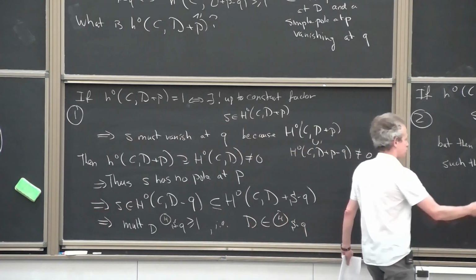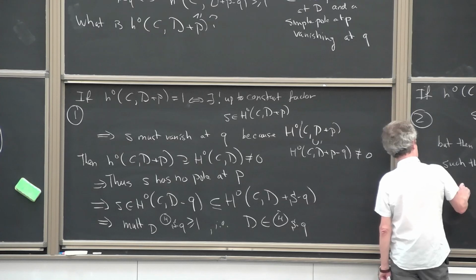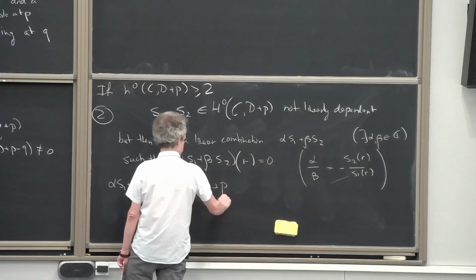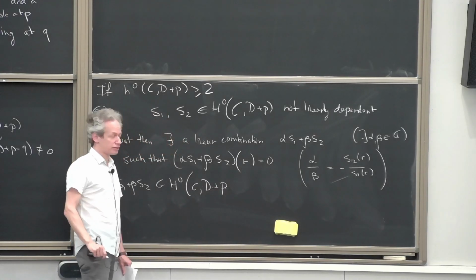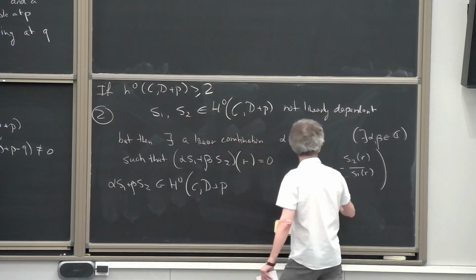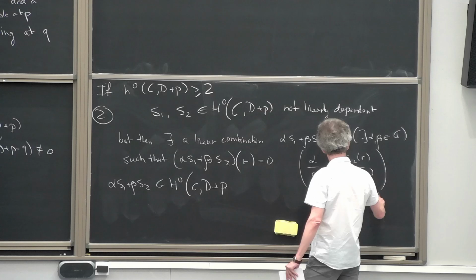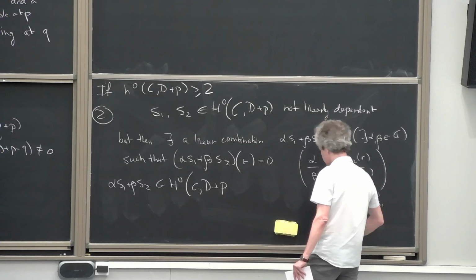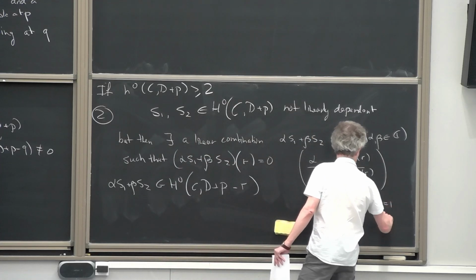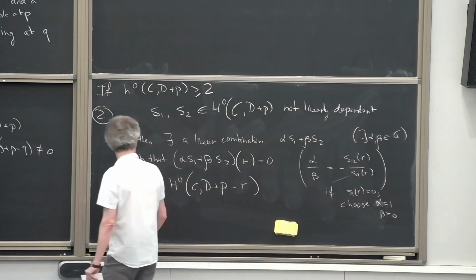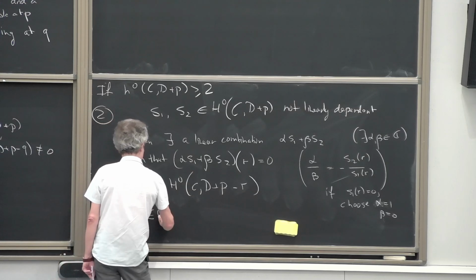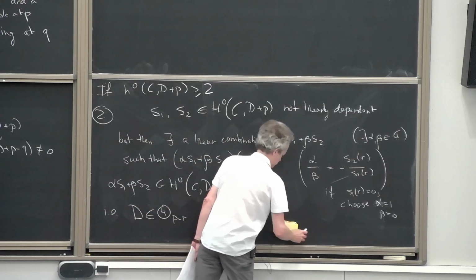Okay. So this means alpha S1 plus beta S2 is then a section, well, of the same bundle. If they both vanish at R, I'm delighted. I choose either one. That's fine. So if S1 of R is 0, choose S1. Choose. Okay. Which is to say that D lies on theta P minus R. That's it.